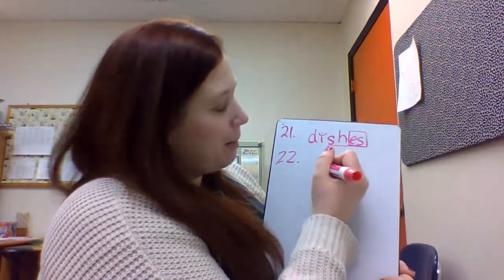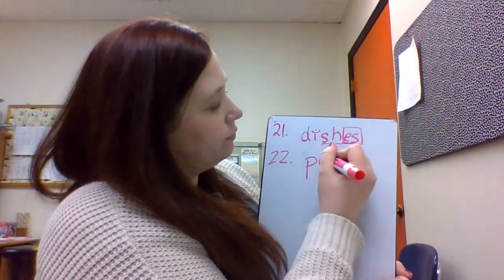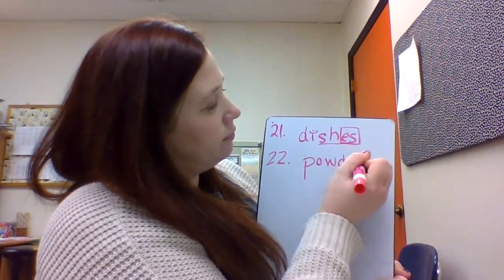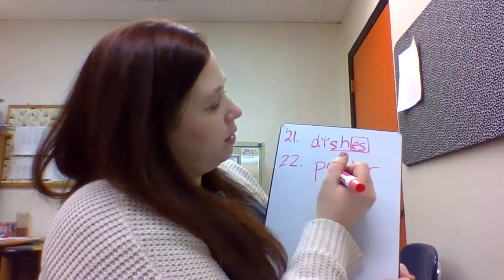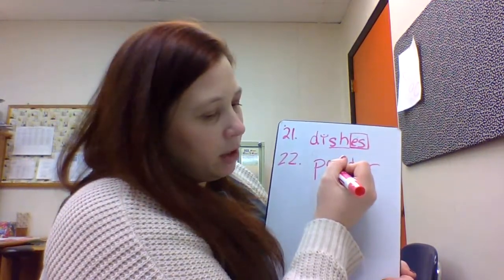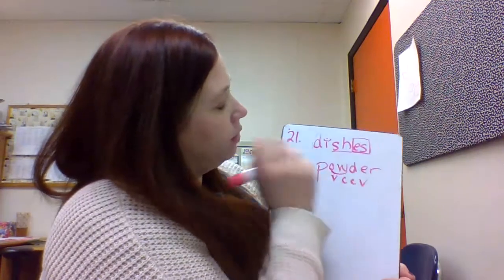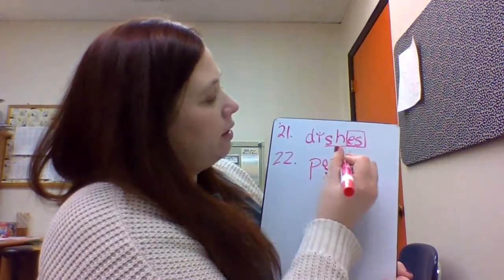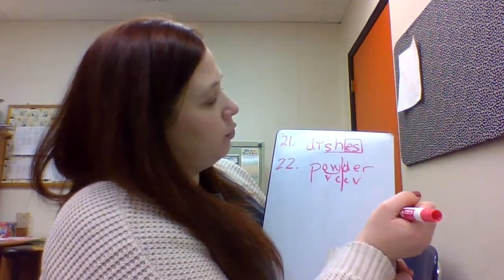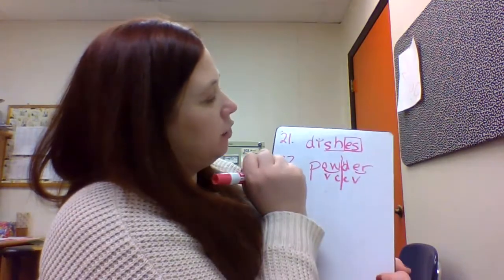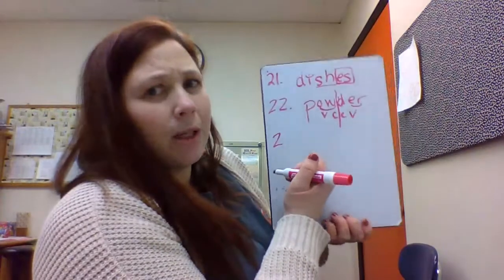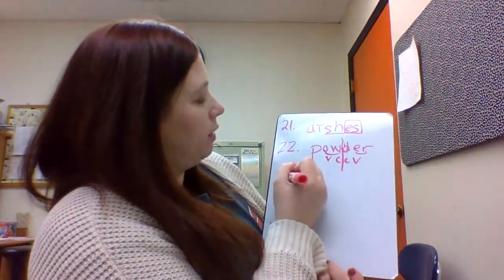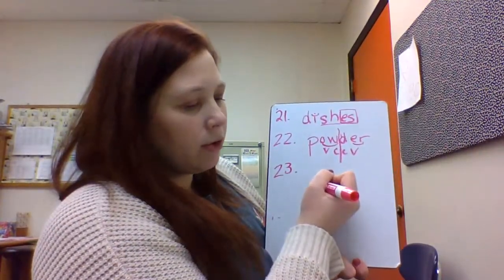22, powder. Here we have that vowel, consonant, consonant, vowel. We also have our OW diphthong, so we're going to do a little arc there. We're going to draw a line between our two consonants, and our ER combination gets an arc as well. So we do arcs for combinations and diphthongs. I think I've mentioned that, but just in case.